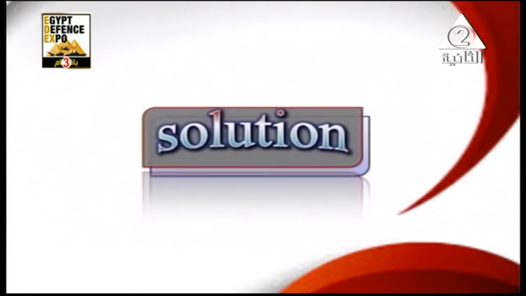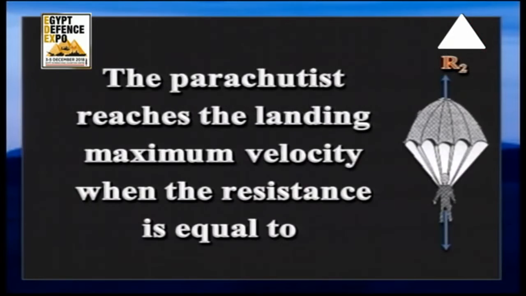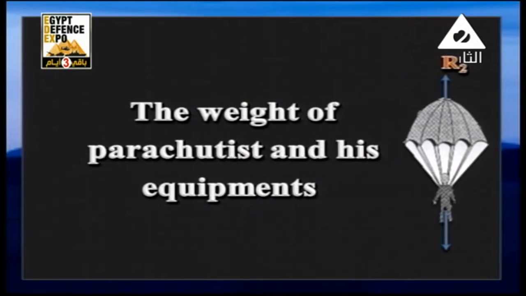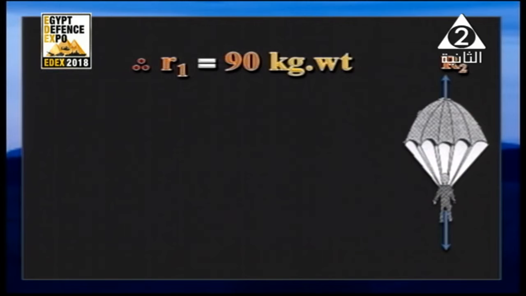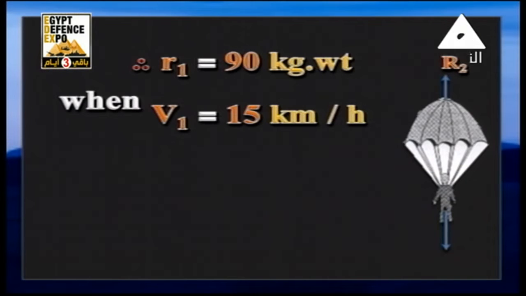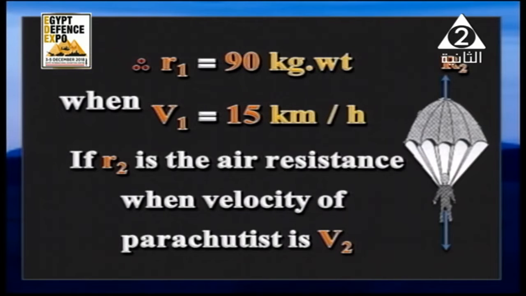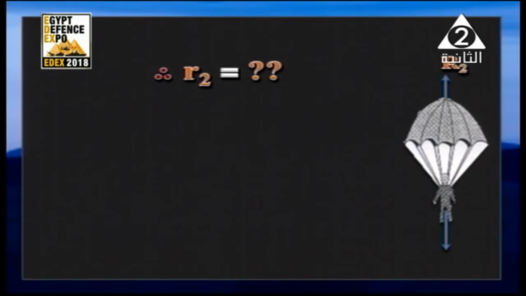Look at the solution. My dear student, look at the opposite figure. The parachute reaches maximum velocity when the resistance is equal to the weight of the parachutist and his equipment. R1 is the air resistance, V1 the velocity of the parachute. Therefore, R1 from the given is 90 kilogram weight, V1 is 15 kilometer per hour. R2 is the air resistance when the velocity of the parachute is V2. What is the relation between R1 and R2, and V1 and V2? R2 is unknown, V2 is 10 km per hour.